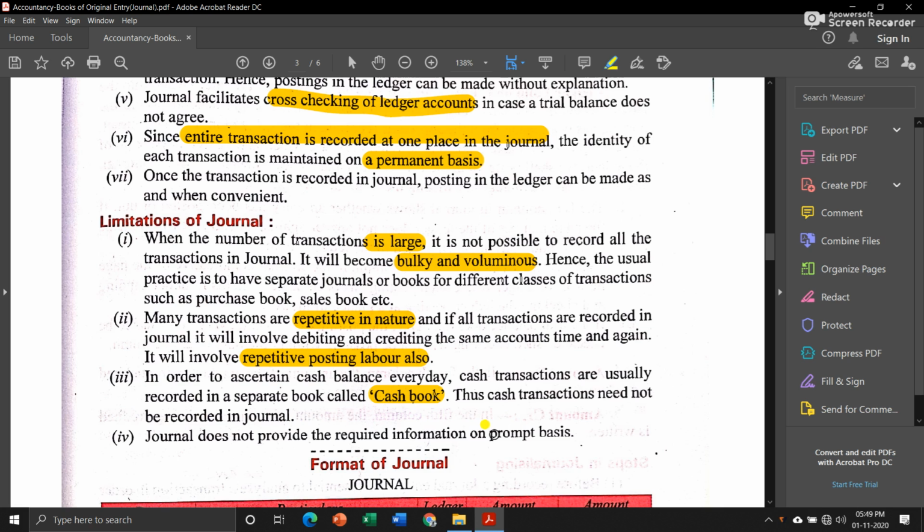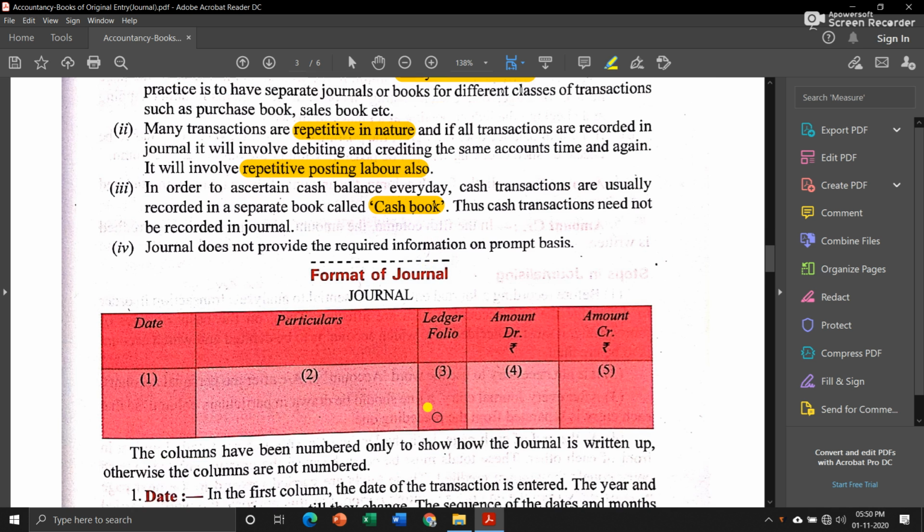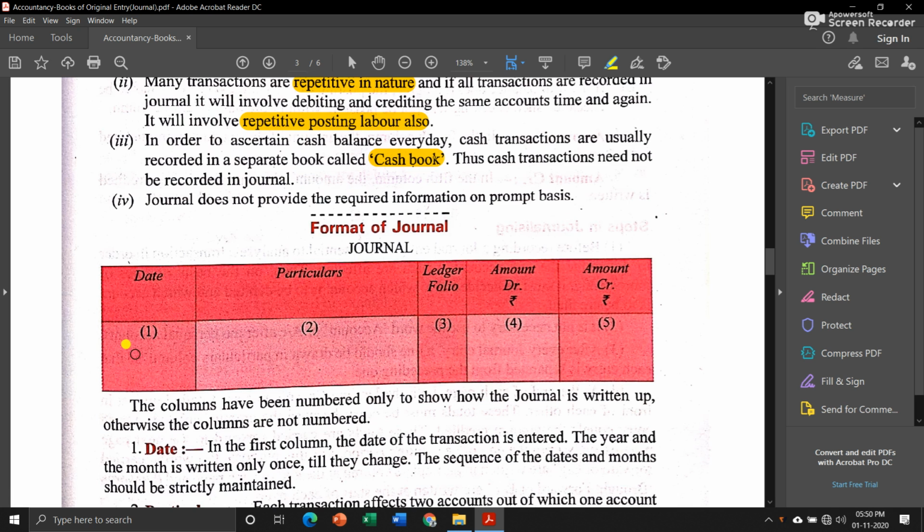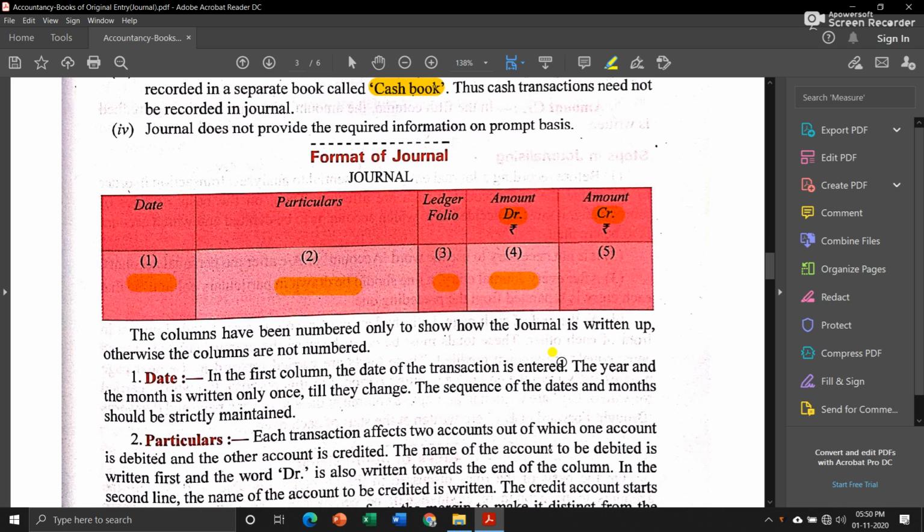Now imagine that if you have a thick notebook of all the journal entries, and if you want to find out any information quickly, then it will be time consuming to search for that particular transaction and finding that related information. Now this is the format of journal. In first column you will write date, then in second column particulars, then third ledger folio, fourth amount that is to be debited, and in credit side in fifth column the amount which will be credited.